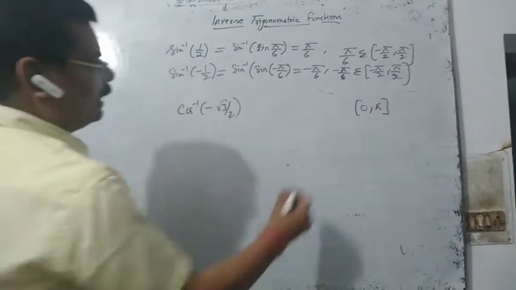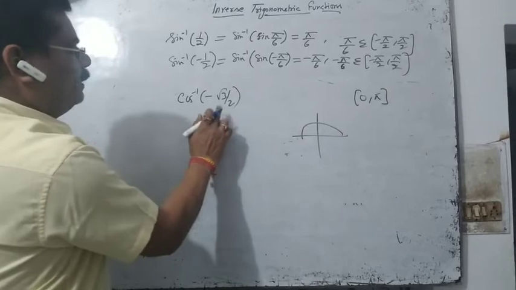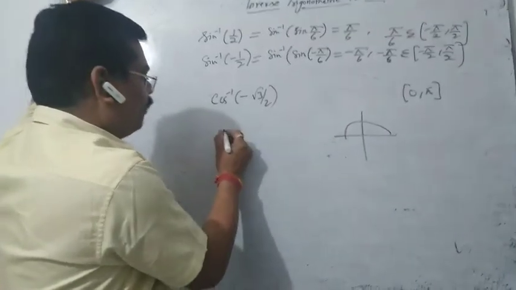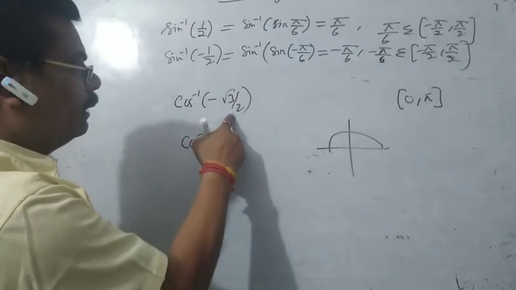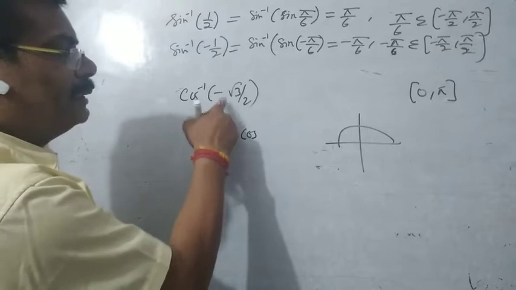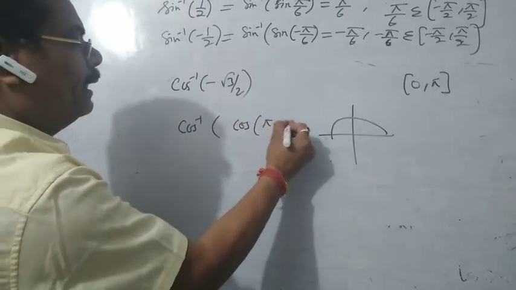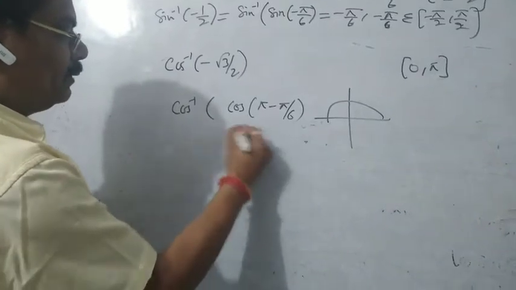Cos is negative in the second quadrant, and the range is 0 to pi. So root 3 by 2 is the value of cos, and cos root 3 by 2 is 30, that is cos pi by 6. But this is negative, so you can write pi minus pi by 6. Then 5 pi by 6 is the answer.